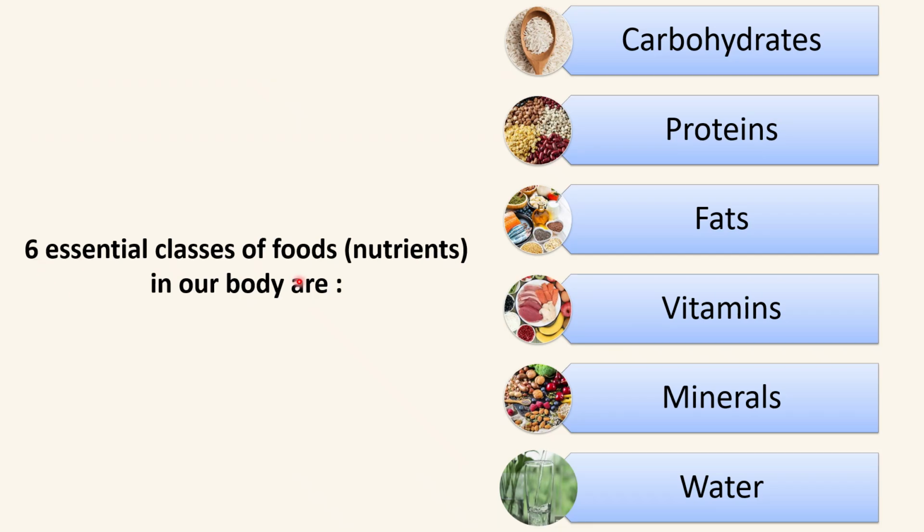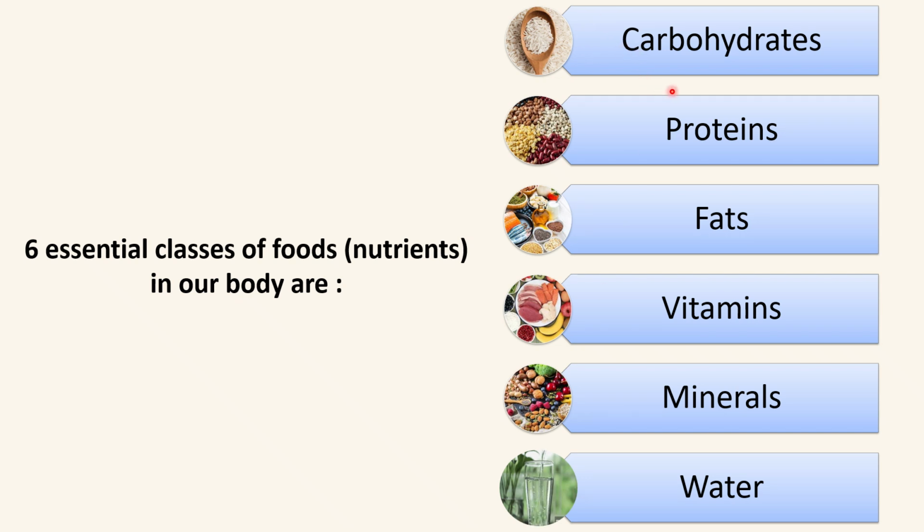The 6 essential classes of food are the main groups of nutrients that our body needs to stay healthy and function properly. And these include carbohydrates, proteins, fats, vitamins, minerals, and water. Hence, a healthy diet, including all these 6 classes of food, is very important.